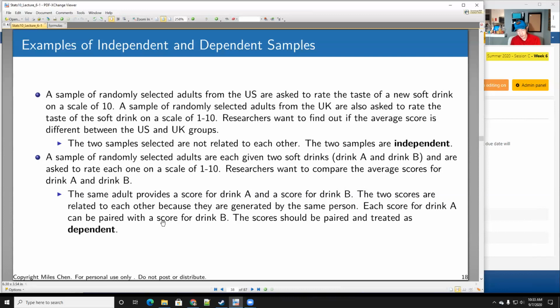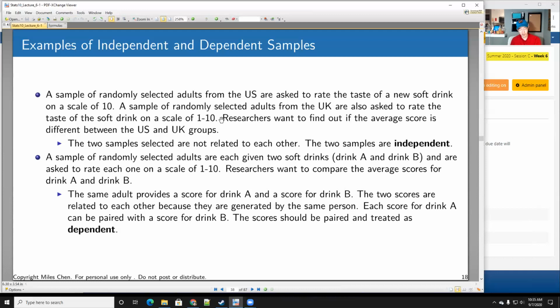or dependent data. Because let's say Alice just hates soft drinks in general, so she's going to give a low score to drink A and a low score to drink B. Maybe she likes drink B a tiny bit more than drink A, or she hates drink B less than she hates drink A, but it might be a score of 1 and 2. And maybe Bob loves all soft drinks, and he has a slight preference for drink B over drink A, and he might give a 9 and 10. But we want to take into account all of these individual preferences overall. Whereas in the first example, with scores from the US and the UK, those people are completely unrelated, and there's no logical or reasonable way to pair them.